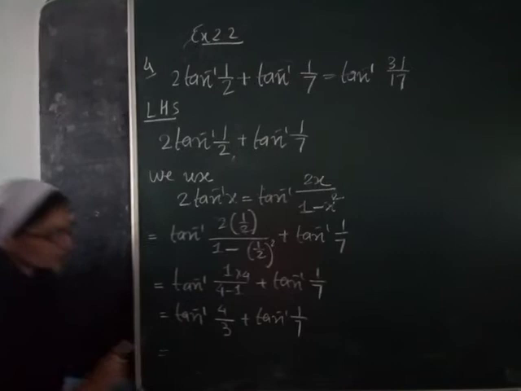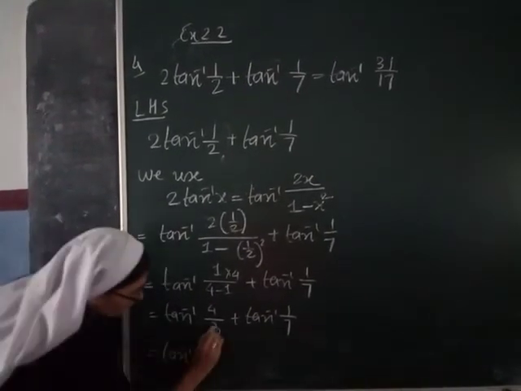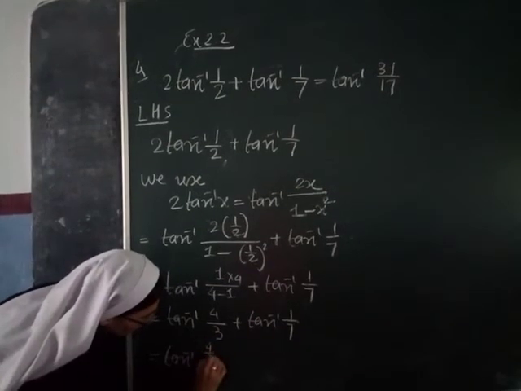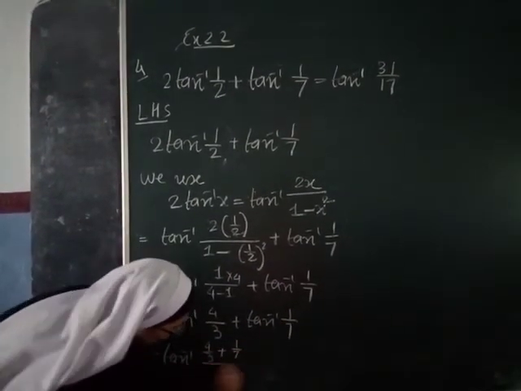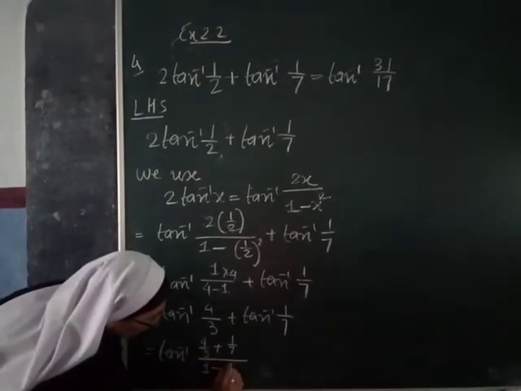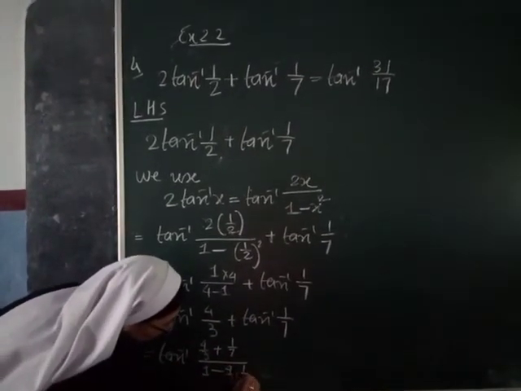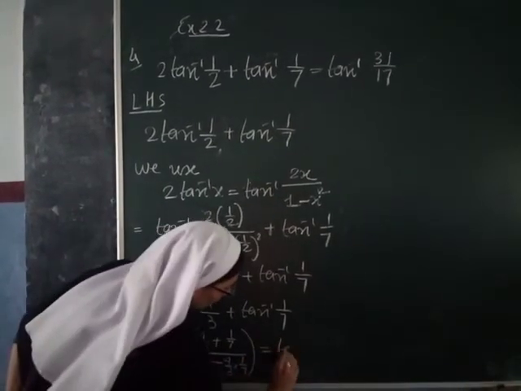Tan inverse x plus tan inverse y. So it is tan inverse of x, and x is this, 4 by 3, plus y is 1 by 7. So 1 by 7, divided by 1 minus x into y, so 4 by 3 into 1 by 7. Okay, so what we get is tan inverse.